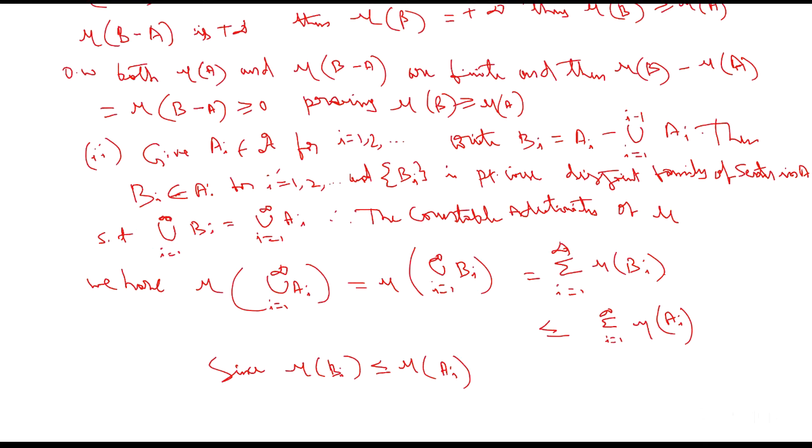So remark: the property proved in part one of the theorem is called monotonicity of mu, while that in part two is called the countable subadditivity of mu.